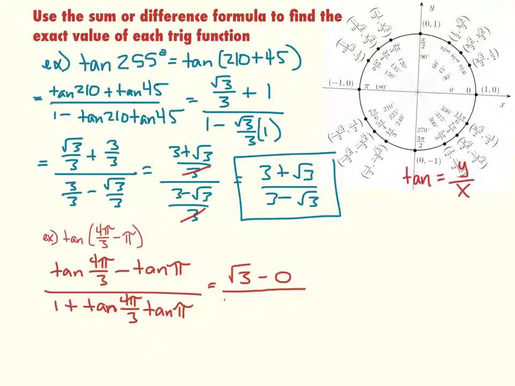All of that is divided by 1 plus the tangent of 4 pi over 3 is square root of 3 times the tangent of pi of 0. Well, square root of 3 times 0 is 0. So I have the square root of 3 minus 0, which is the square root of 3, over 1. So that's just the square root of 3.